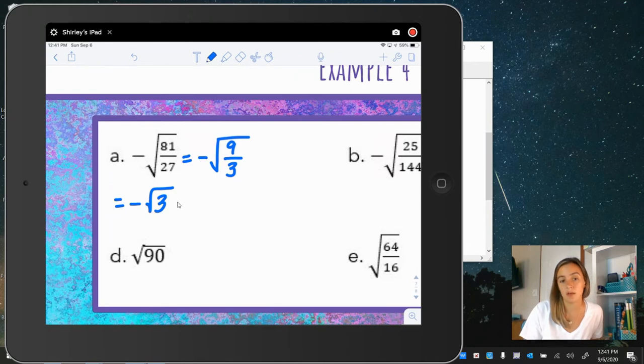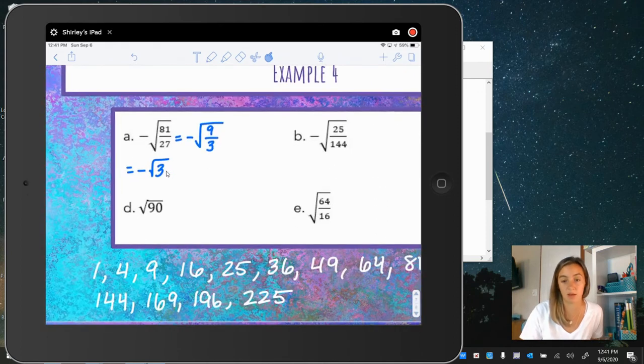Okay, so now we're talking about estimating. So 3 does not fall on my list, right? I have my list down here. 3 is not one of my perfect squares. So this is going to be an irrational number. Square roots of these are always rational because it's a whole number. This is going to be irrational. So now I just have to figure out where in this list does 3 fall. So 3 comes in between 1 and 4.